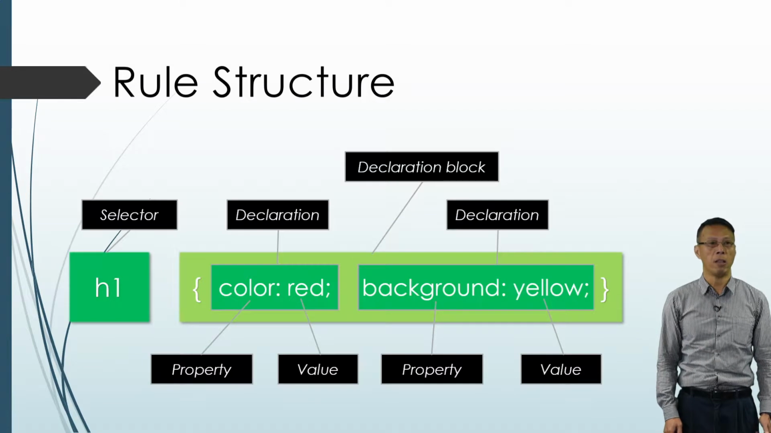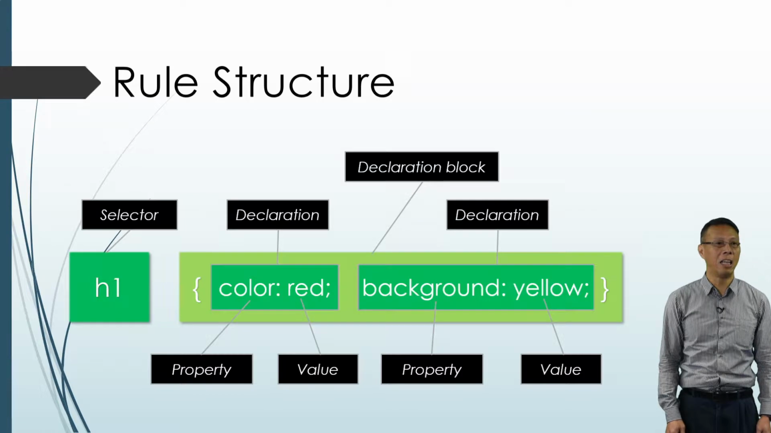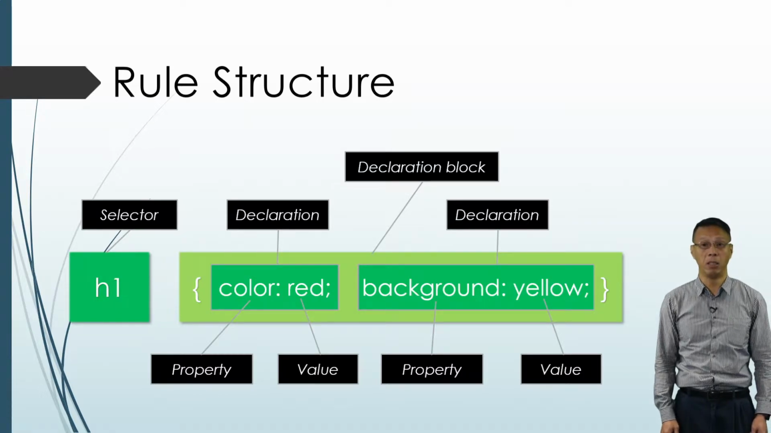Here we do have some formal names for each of the components. In this example, when you look at the slide, H1 is the selector. H1 is the element that we would like to control. Here, color: red, we have two parts. One is the property. This is the attribute that we would like to assign. Red is the value. So we can consider these two together as a declaration.